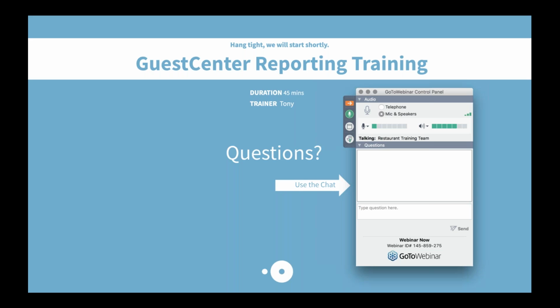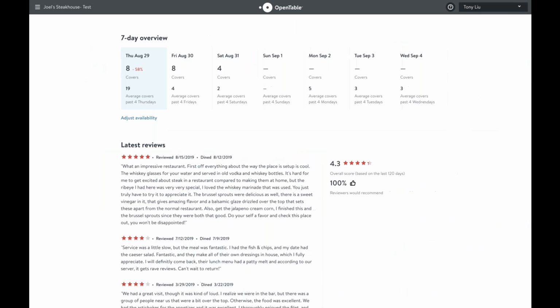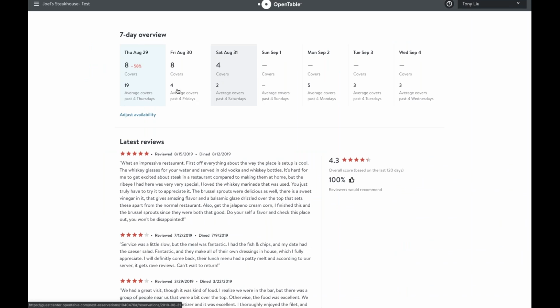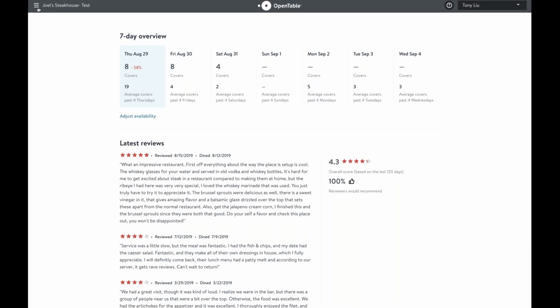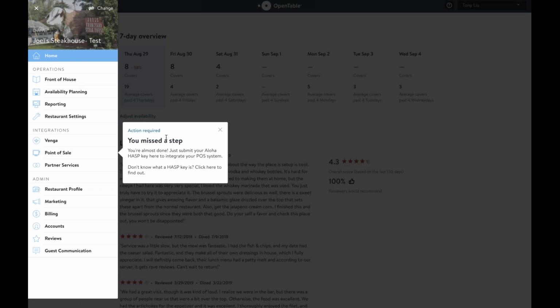All right. So today's demo is going to show you how to get into your Guest Center reporting tool. When you log into your restaurant, you're going to go to guestcenter.opentable.com and get a login page just like what you see here. This is my test account called Joel's Steakhouse. On the top left-hand corner is your main menu. This is where you can see all the different tools that I can use in here. Today, we're going to be specifically focusing on reporting.